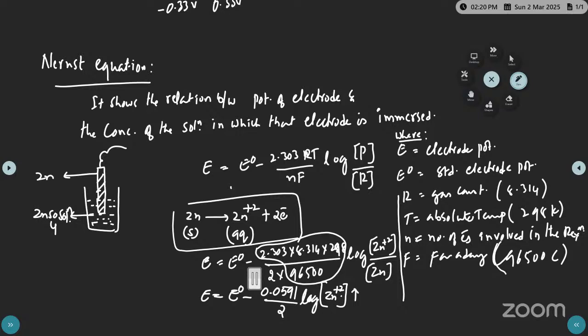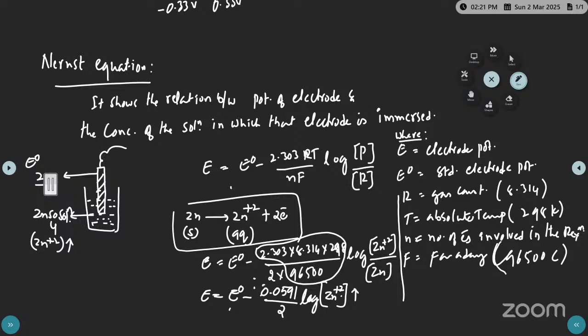If this value increases, what about this E? It decreases, because that much is subtracted from the E naught. So if the concentration of the solution increases, what about electrode potential? If the concentration of Zn plus 2 ions increases, the electrode potential decreases. So this is the justification of the Nernst equation.